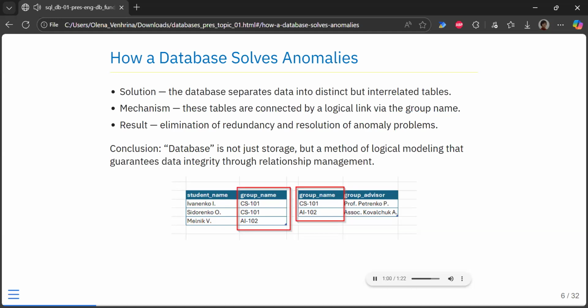Insertion problem. We can add Group CAN 103, CAN 104, and new groups directly to the groups table, and there may not be any students in them yet. This is the true essence of a database. It is not just file storage. It is a method of logical modeling that eliminates redundancy and guarantees data integrity, thanks to clear management of relationships between them.